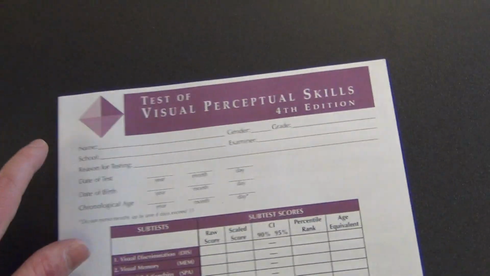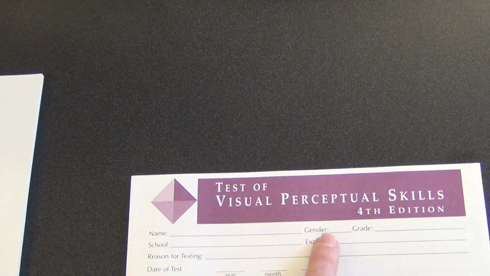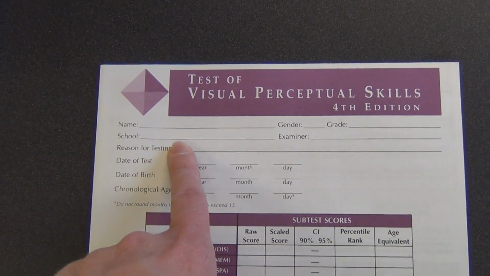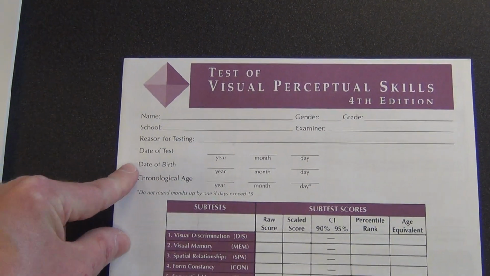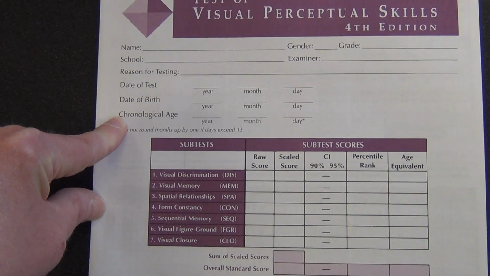You're going to start off by putting the client's demographic information: their name, gender, grade, if they're in school, the school they're at, your name, why you're testing them, the test date, and the date of birth, which you then use to figure out their exact chronological age.